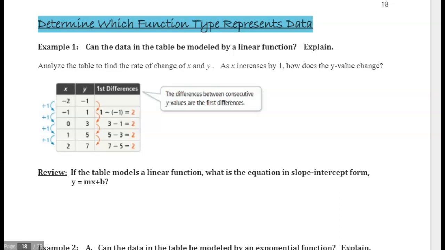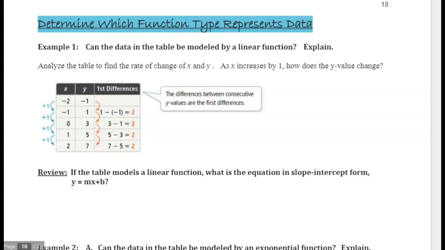So we're going to compare linear, exponential, and quadratics. I didn't even put these pages in your notes because I just want you to follow along for a few minutes here. But if you do have a note packet printed, you can also follow along on page 18 of your notes.